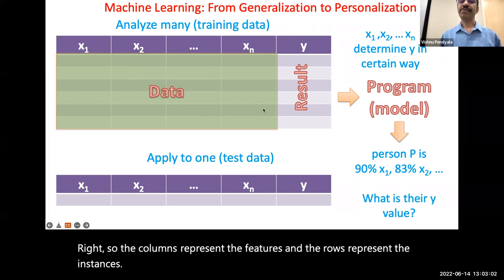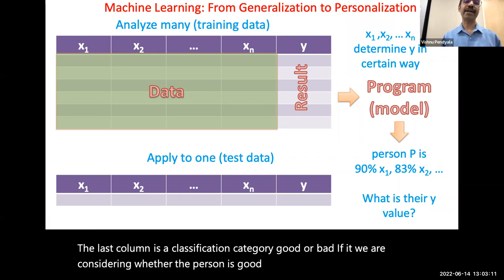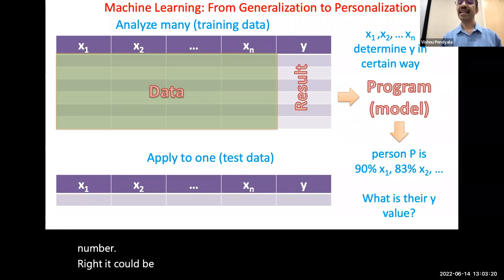The last column is a classification category, like good or bad. If we are considering whether the person is good or bad, Y will be either good or bad. But in this case of a house, it will be the price of the house. It's a real number, right? It could be either classes or a real number. Both are possible in machine learning.